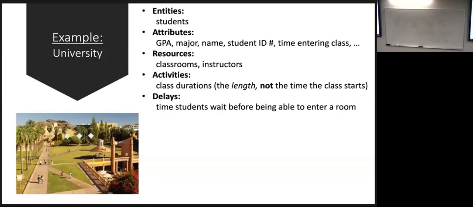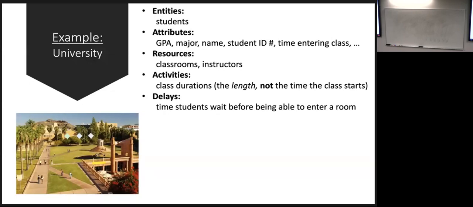You can think of the things that cause students to have to wait. Is a classroom available right now? Well, if the classrooms are always there, but the students have to wait for the classroom to be available before they can come in, then that classroom is a resource. An instructor can also be a resource. If the instructor is not there, then the students have to wait for the instructor to become available.